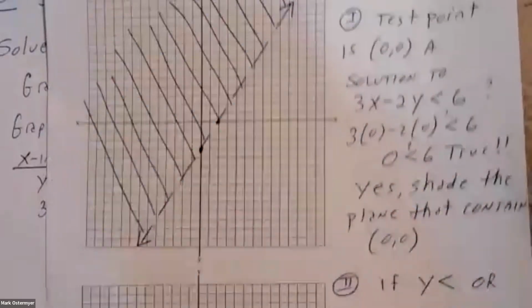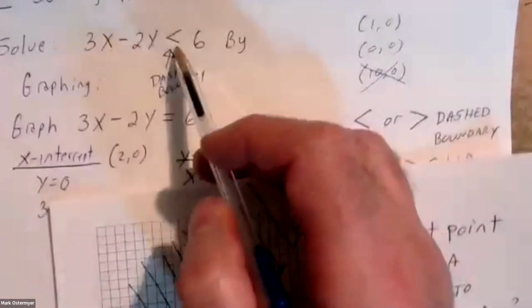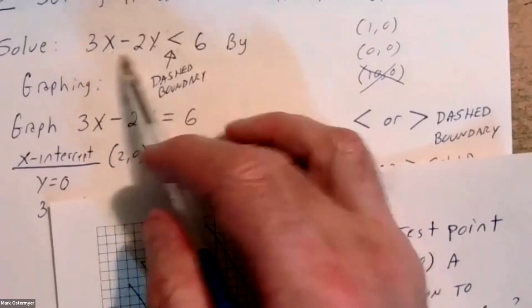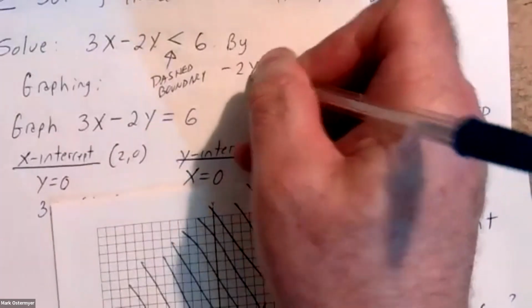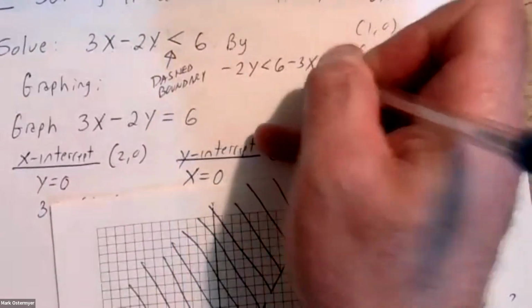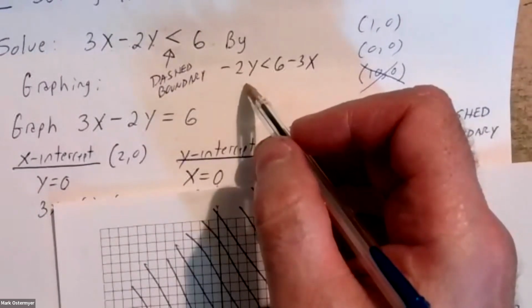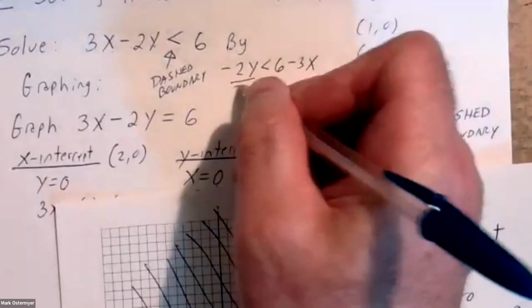Let's convince ourselves. Notice I shaded above this line boundary here, but it looks like we have less than. What's going on here? Well, if you were to solve this inequality for y by subtracting 3x from both sides, and then dividing both sides by a negative, what happens when you divide or multiply both sides of an inequality by a negative? What do we do with the inequality symbol? Do you remember? Flip it. We would have to flip it.